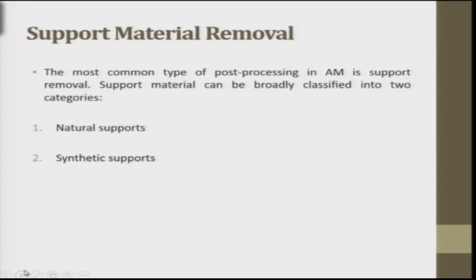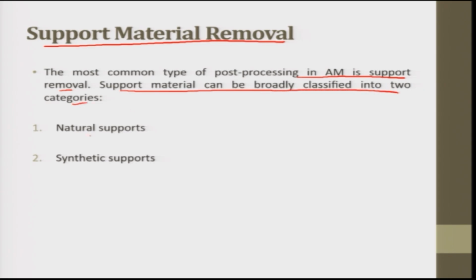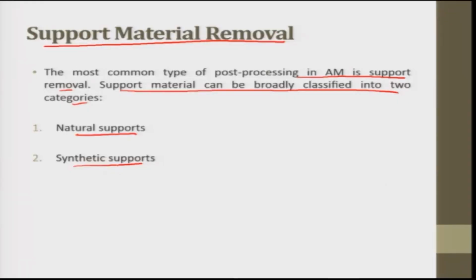Next come the post processing concerns. First concern is support material removal. The most common type of post processing in additive manufacturing is support material removal. Support material removal can be broadly classified into two categories: natural support and synthetic supports. Natural support is the material that just surrounds the part naturally because of the part build, and synthetic support is the material that is specifically put in to build the support, and both these supports are to be removed.